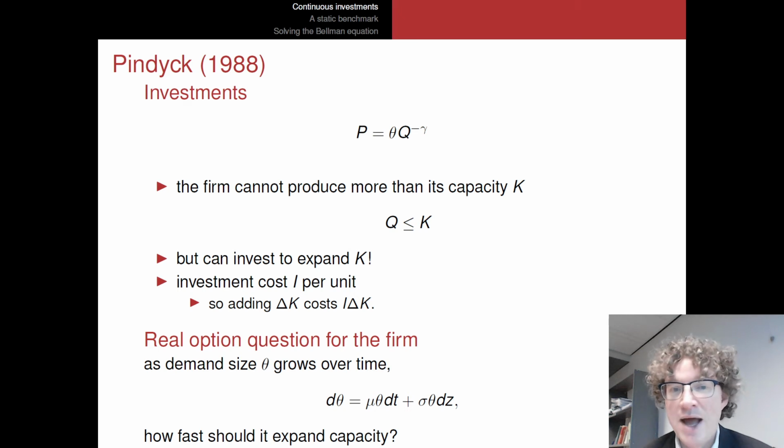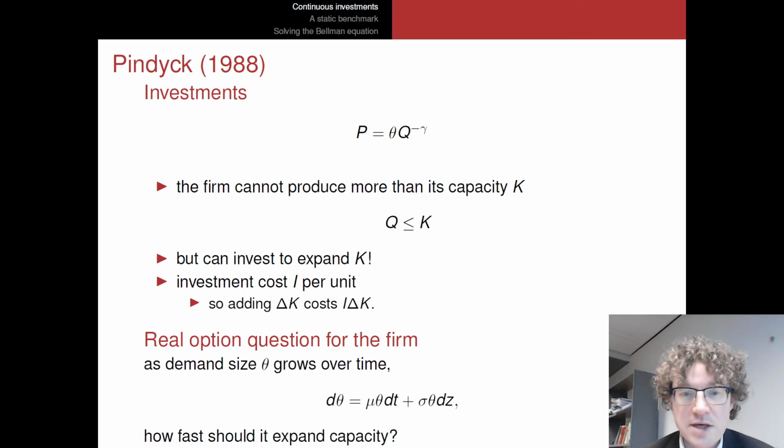Well, I can expand my capacity K, but for that I need to sink some investment cost. So I'm going to call the per unit cost of investment in expanding my capacity I, for investment. So if I want to add an amount of capacity delta K, that's going to cost me an amount of I times this delta K. So I is a per unit cost, so I times delta K is the total amount of money that I need to spend to add this delta K to my total capacity.